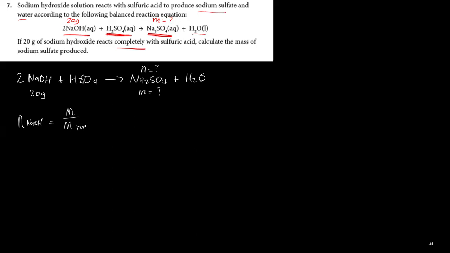Okay, so we're going to do this. We are given the mass of sodium hydroxide to be 20 grams. Now, we're going to have to calculate the molar mass of sodium hydroxide. It's not a problem because we can use the periodic table to calculate it.